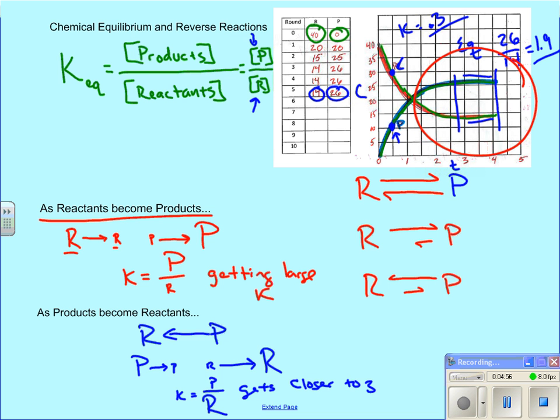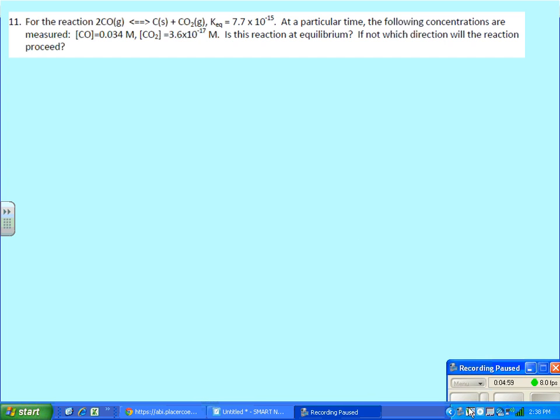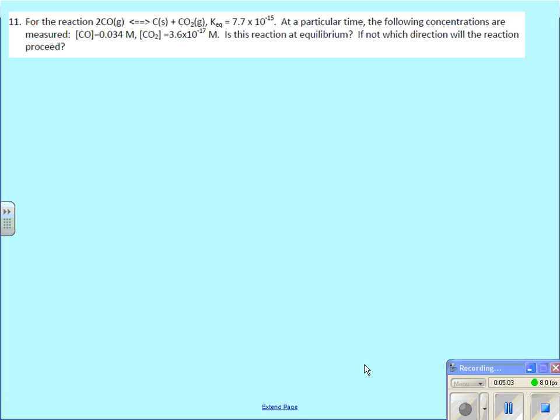or smaller. So let's see an example of how we'd be expected to put these things into context. Here's a question for our homework. For the reaction of carbon monoxide gas in a reversible reaction will produce carbon as a solid and carbon dioxide as a gas.